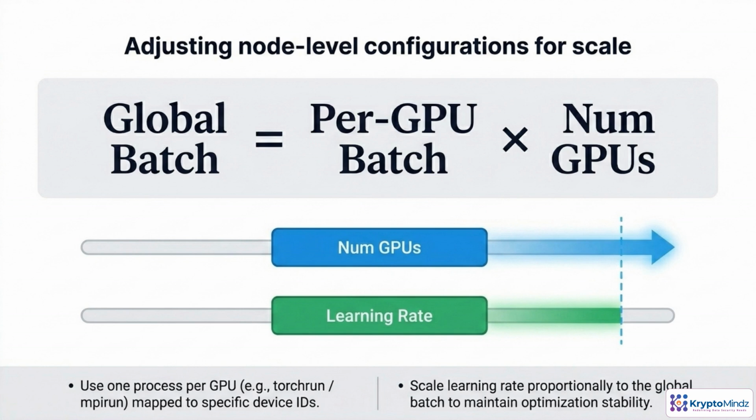With multi-accelerator training, the most important knob is the global batch size. Global batch is simply per device batch multiplied by the number of devices. If you double the number of GPUs or TPUs and keep per device batch fixed, your global batch doubles. To keep optimization behavior similar, you usually scale the learning rate with the global batch. This linear scaling rule says twice the global batch, roughly twice the learning rate, assuming you also use a warm-up schedule and watch the loss for signs of instability.